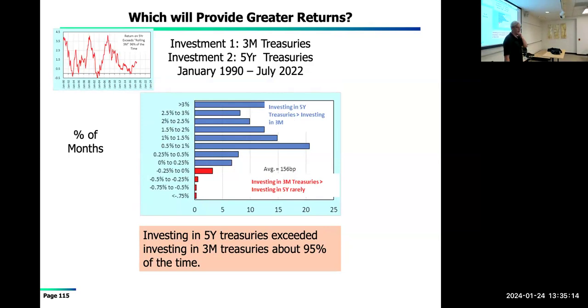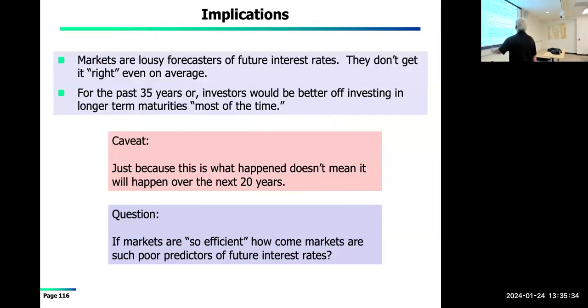We can do this experiment over and over again with different maturities and play around with it. We're going to do it till the cows come home. But you're going to get the same kind of results. But you'll notice when I did a 5-year versus 3-month, I got a lot more blue than I got red. And that leads to something as a personal investor. Okay, markets are lousy forecasters of future interest rates. They don't get it right, even on average, because even on average, they weren't zero. For the past 35 years, investors would be better off investing in long-term maturities most of the time. That's what the data shows.